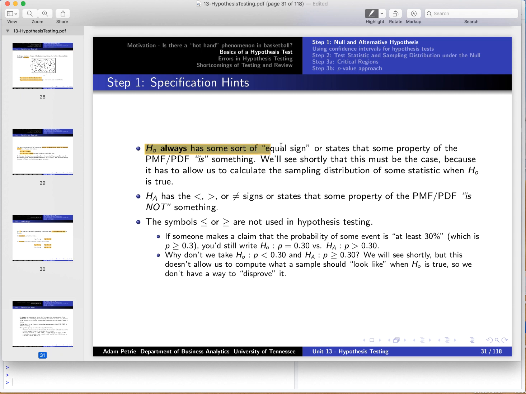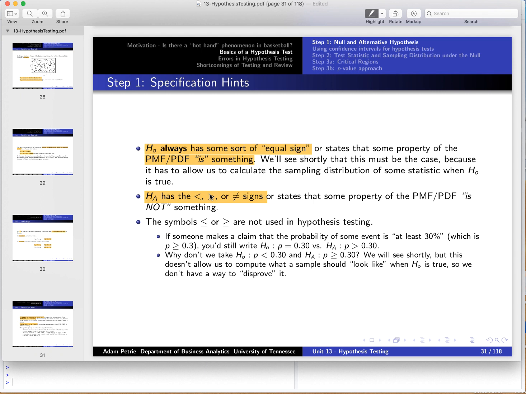The null hypothesis is always going to have some sort of equal sign. So the PMF or the PDF is a Poisson distribution, or the sequence is being generated at random, or mu is equal to 5, or the probability is equal to 10%. The null hypothesis always has an equal sign. The alternative hypothesis has something other than an equal sign. So the parameter we're testing is either less than, or bigger than, or just not equal to a particular value. So the sequence is not random. The probability distribution is not Poisson. Mu for college is bigger than mu for high school.